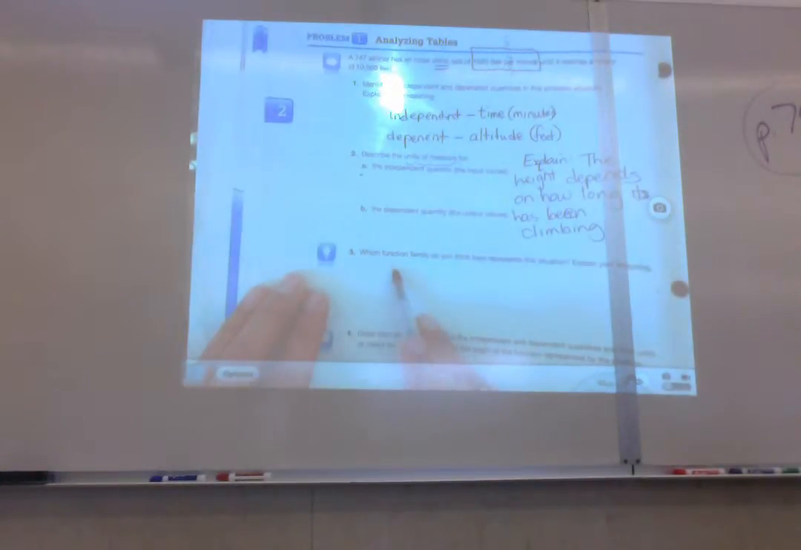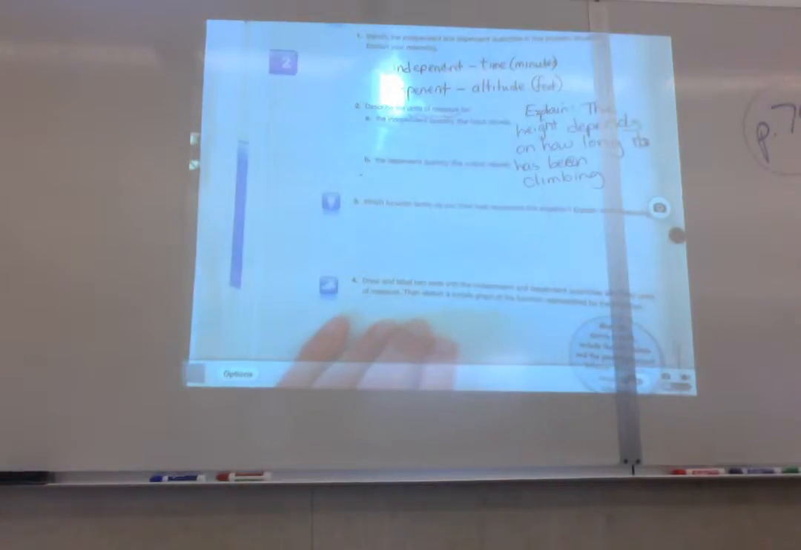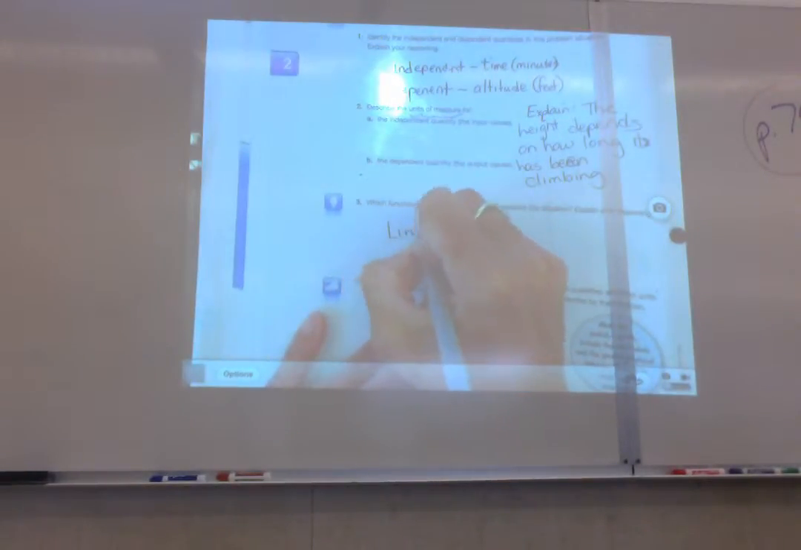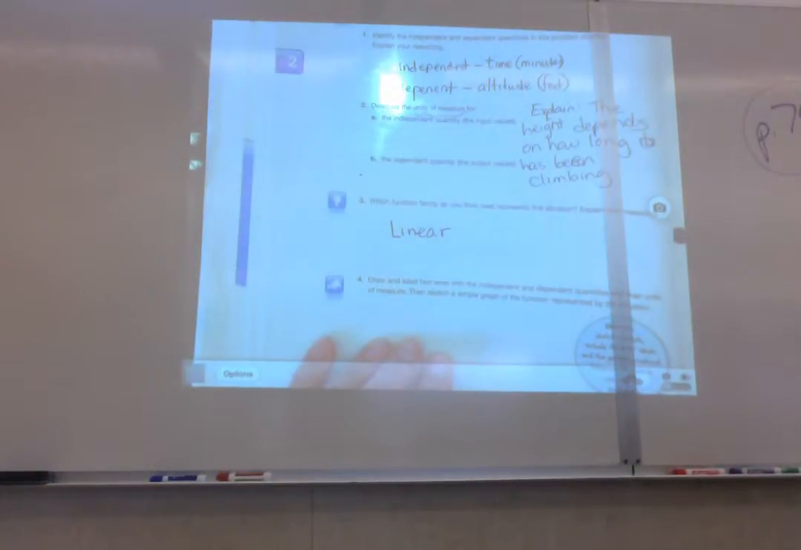Okay, which function family do you think best represents this situation? We're talking about something that is changing over time. I can kind of see a little graph in my head. What kind of family do you think that is? Molly? Linear. It's giving us a rate, that 1,800 feet per minute, and all it says it's doing is climbing. Well, Christopher said, I think the plane's gonna do that. What it's describing is just the part of the flight where it's going up.